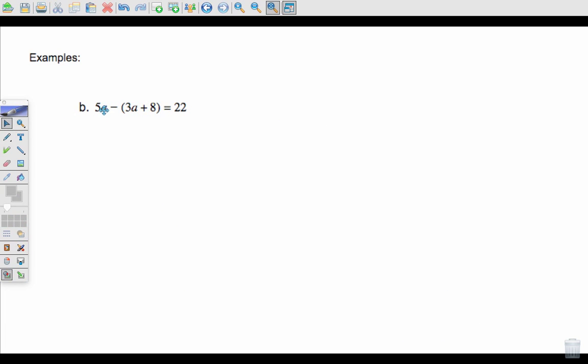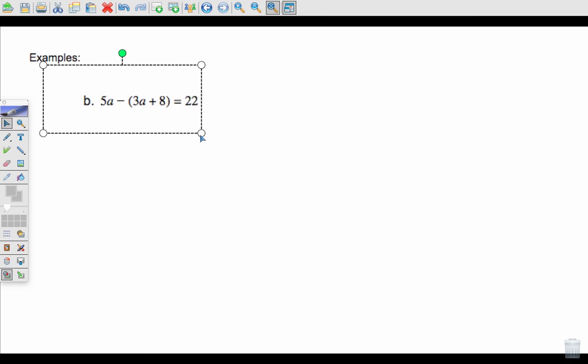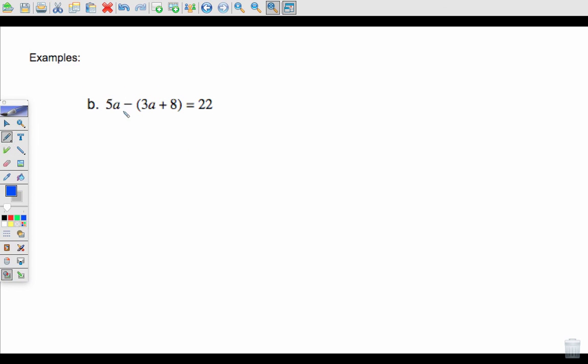Okay, so we're going to look at one more example. This example is a little trickier because there's subtraction happening. So this example is 5a minus the quantity 3a plus 8 equals 22. Whenever I see minus and then a parenthesis, I like to put a 1 in here. Because this is really like there's a minus 1 being multiplied in front. So I'm going to change this to plus and negative. And I'm going to remember that this negative is going to get distributed to everything in the parenthesis.